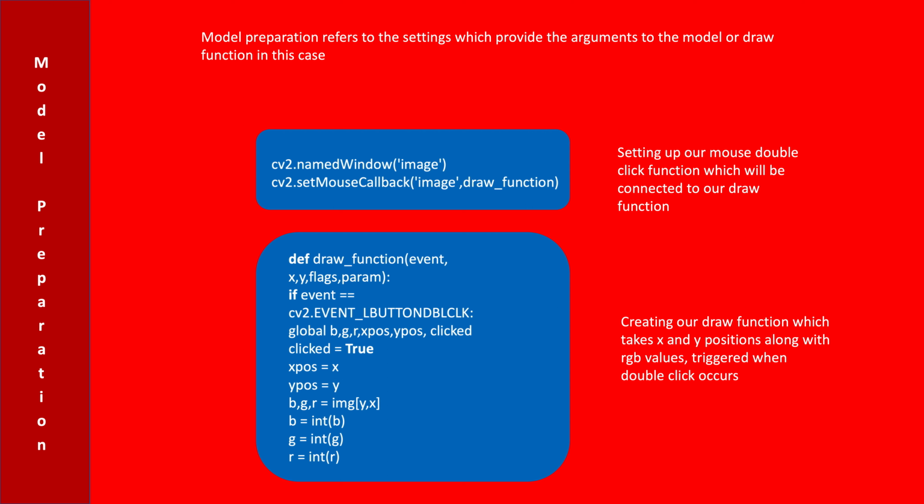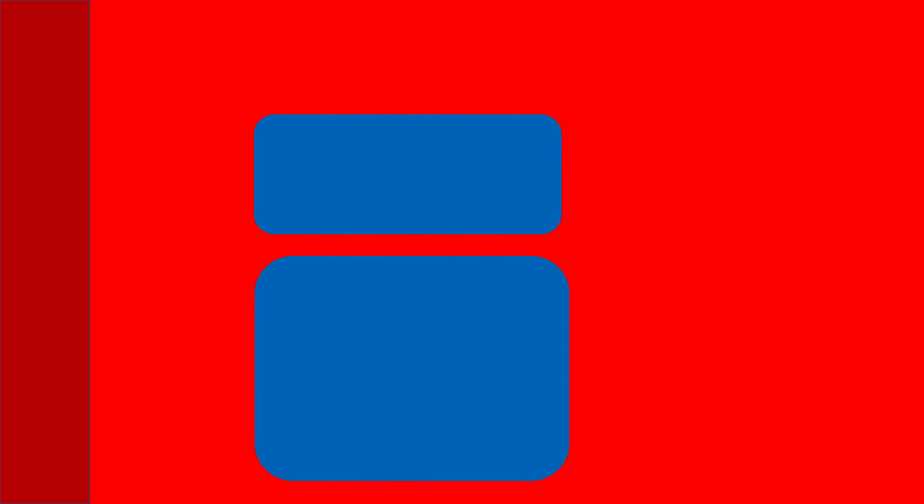Model preparation. Okay, so simply we are setting our mouse, and here we are defining our draw function, which is a very important part. So we are saying if the event that occurs is a left button double click, rather than a right double click, it has to get the blue, green, red RGB values, x position, y position, and then if clicked equals true, x position equals x, y position equals y, take the RGB values and convert them to integers, right?